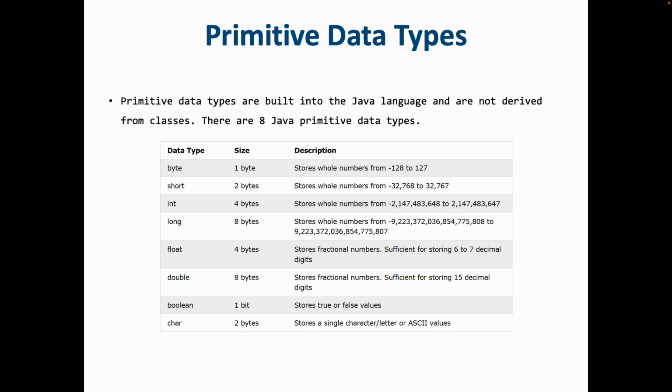You do not treat them like an object. What it means is they don't have functions. They don't have their own functions. They don't have their own attributes. But they just keep some values.